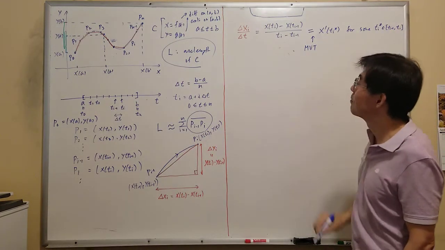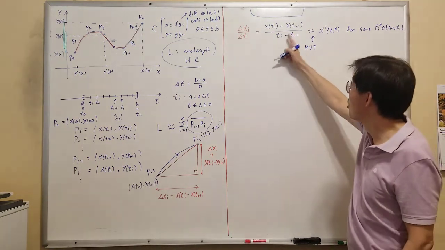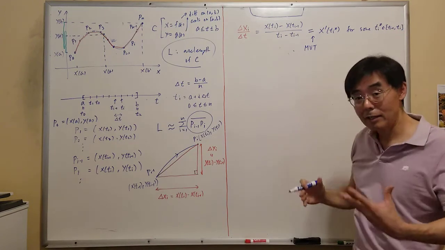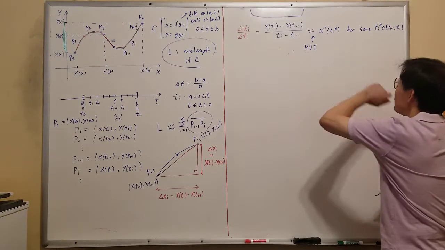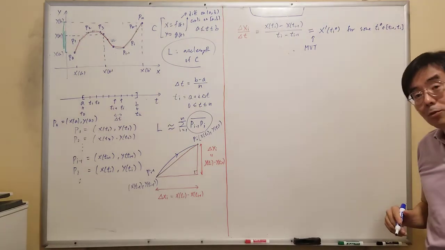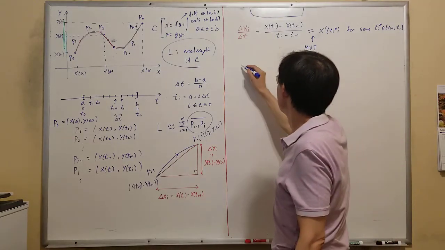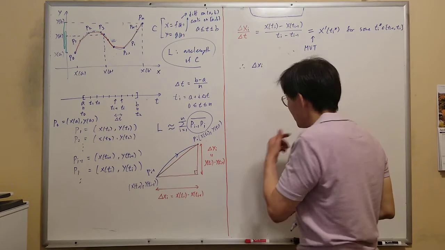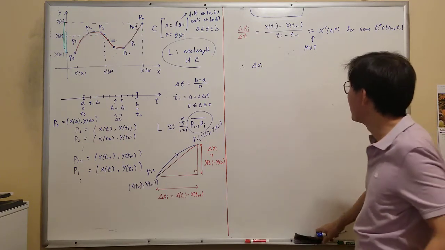Mean value theorem. Because your function x of t is continuous on this interval and differentiable inside, then you must have a point where the instantaneous rate of change will be the same as the average rate of change. Therefore, your delta xi, but then the problem is actually different from y.